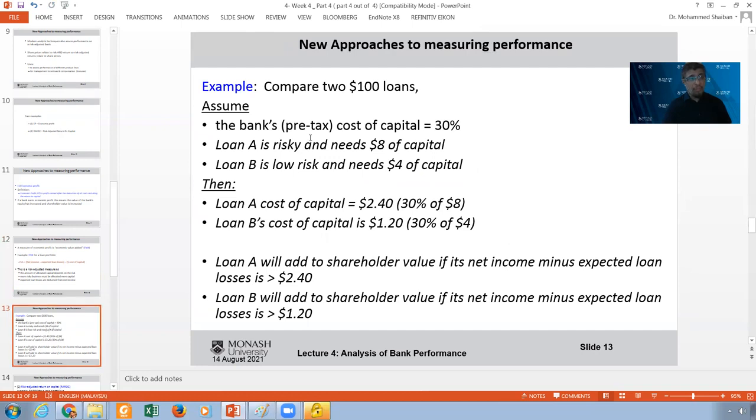Look at this example. If you have a bank with a pre-tax cost of capital of 30%. Loan A is risky and needs 8% of capital. Loan B is low risk and needs 4% of capital, which means loan B is less risky. Let's take the cost of capital for loan A, which is 30% of the 8, which is 2.40. Loan B needs just 1.20.